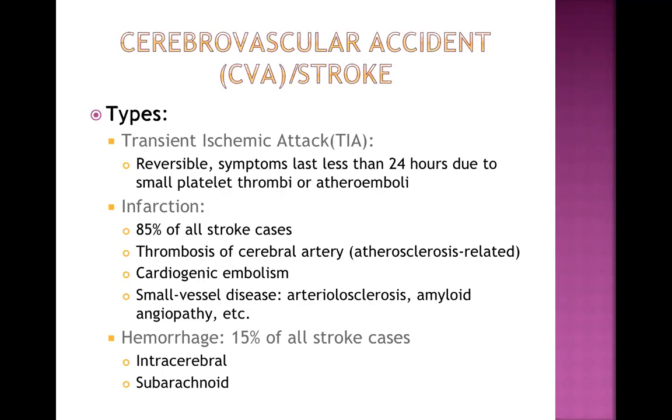Now, the third type of cerebrovascular accident or stroke is hemorrhage, and this is around 15% of all stroke cases. This hemorrhage can occur in two different areas: intracerebral hemorrhage and subarachnoid hemorrhage. In some textbooks, subarachnoid hemorrhage is mentioned as a separate entity. It may not be a part of cerebrovascular accident, but in many others it is included as a part. So you can safely write this as a part of stroke.